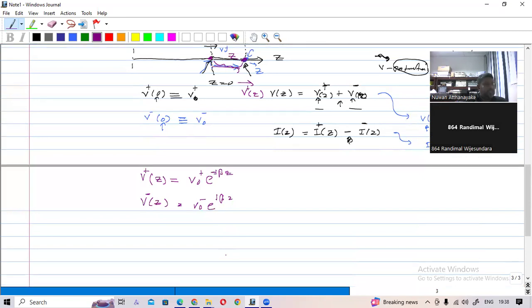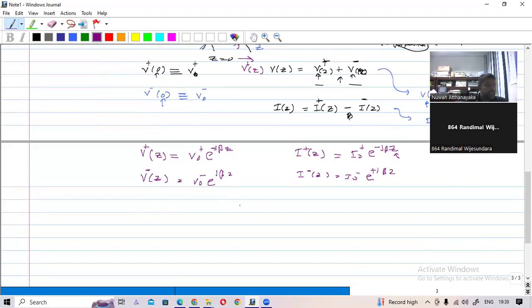As well as the current, you can write I plus Z as I naught plus e to the power minus J beta Z, where Z is the length, the distance. And I minus Z is equal to I naught minus e to the power plus J beta Z. You can write it like this, okay?